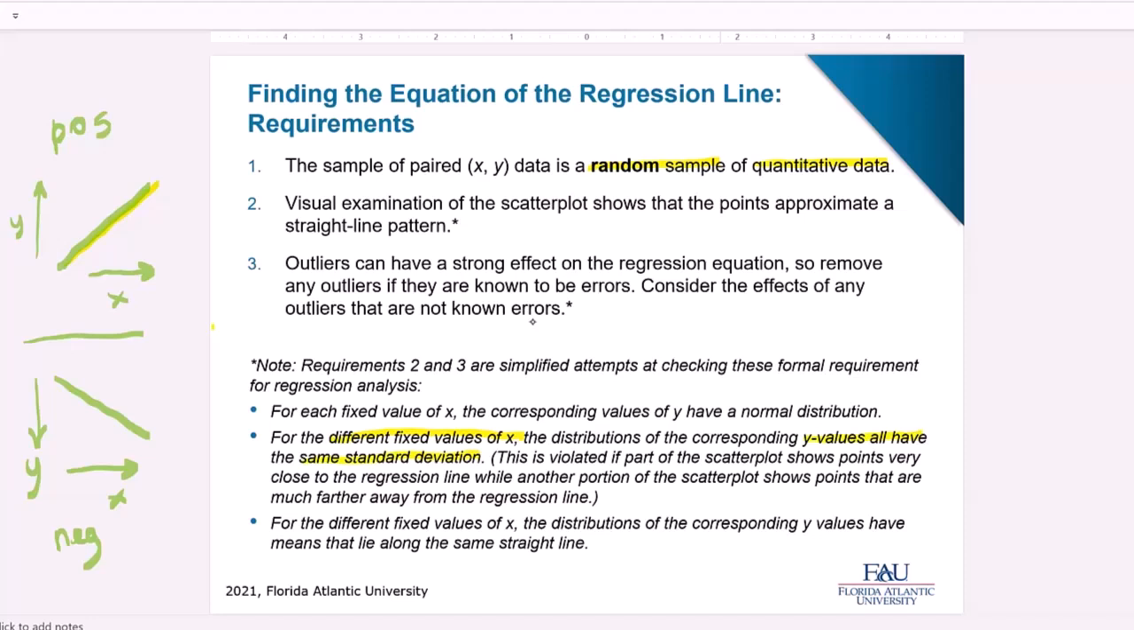This is violated if part of the scatter plot shows points very close to the regression line, while another portion of the scatter plot shows points that are much further away from the regression line. For the different fixed values of x, the distributions of the corresponding y values have means that lie along the same straight line. These are samples, and we want to make sure that the samples are mimicking the population.